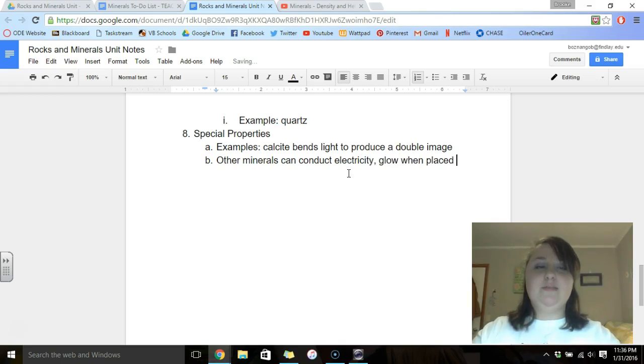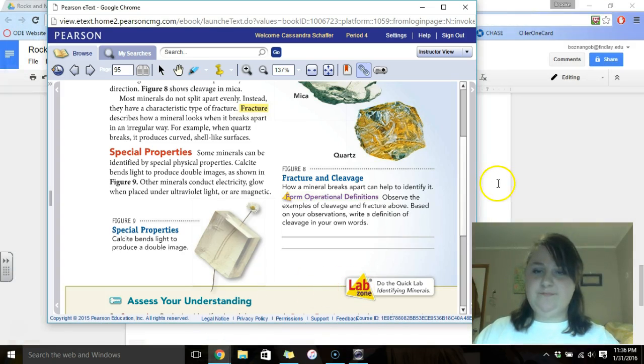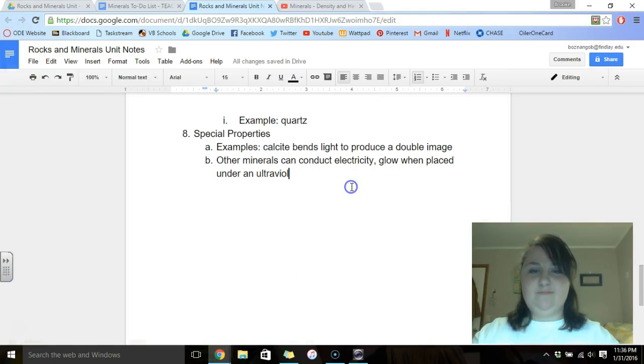glow when placed under an ultraviolet light, or are magnetic.